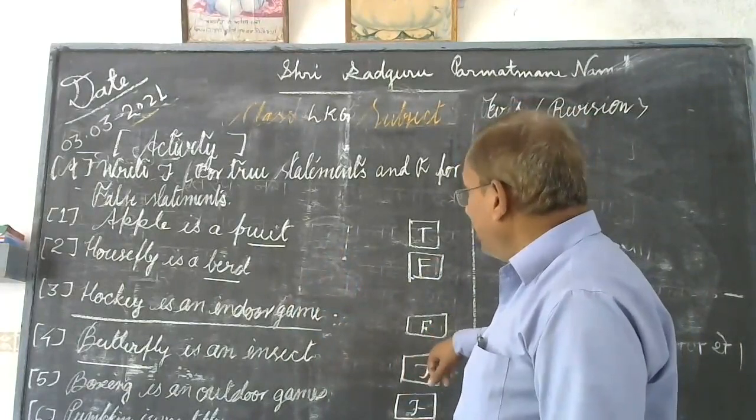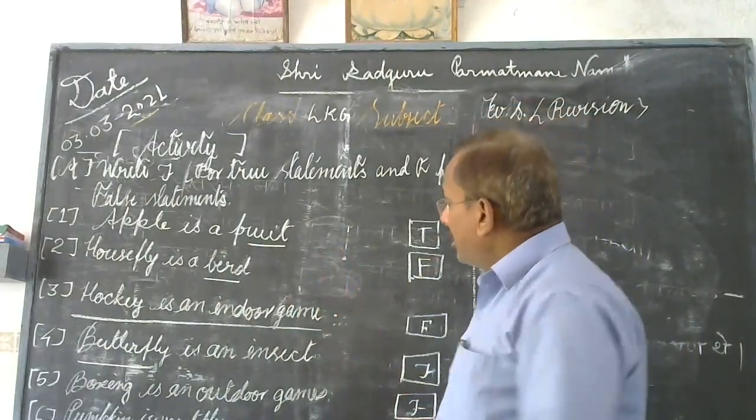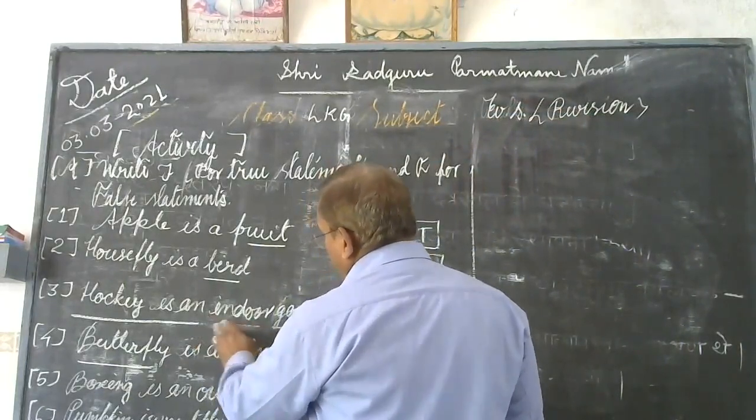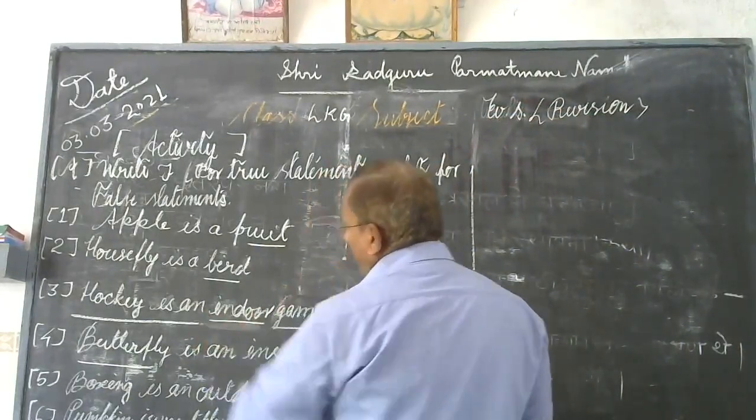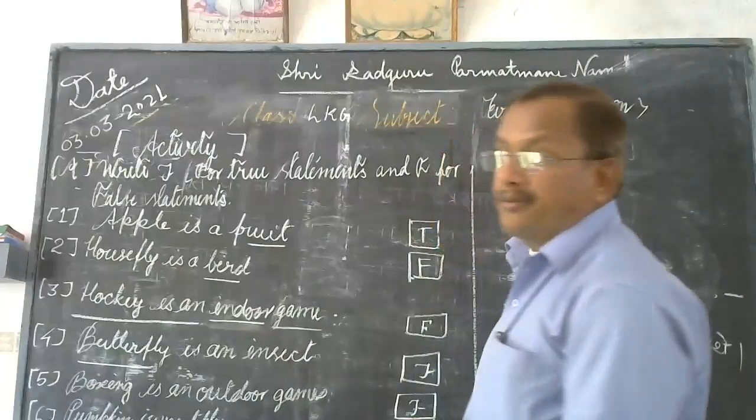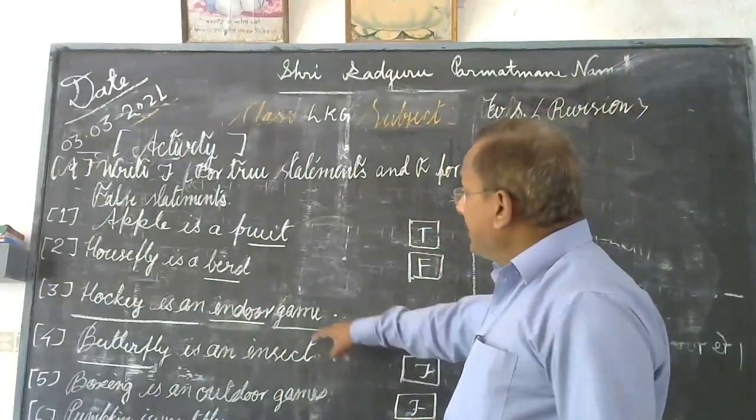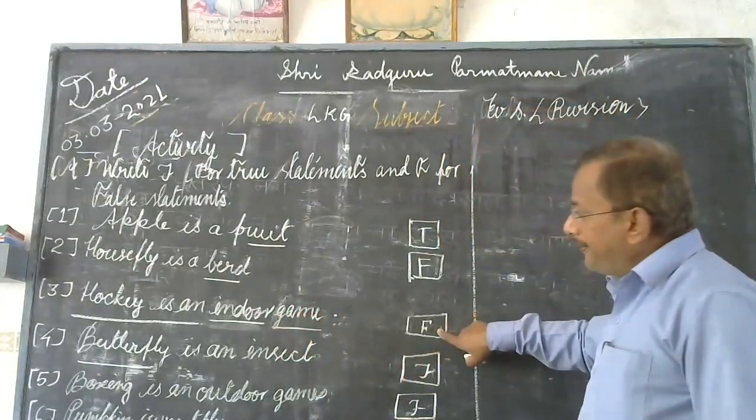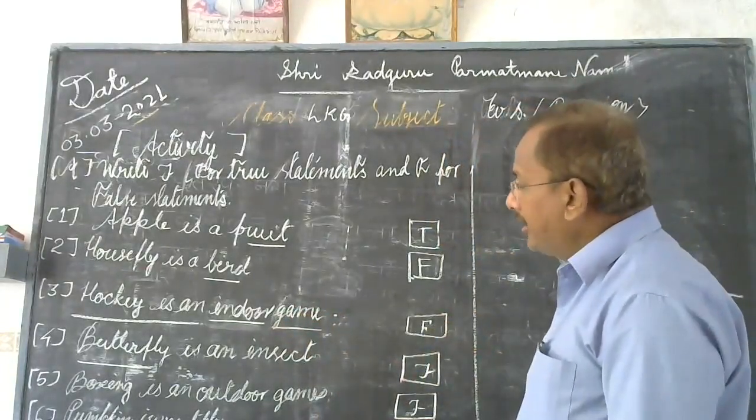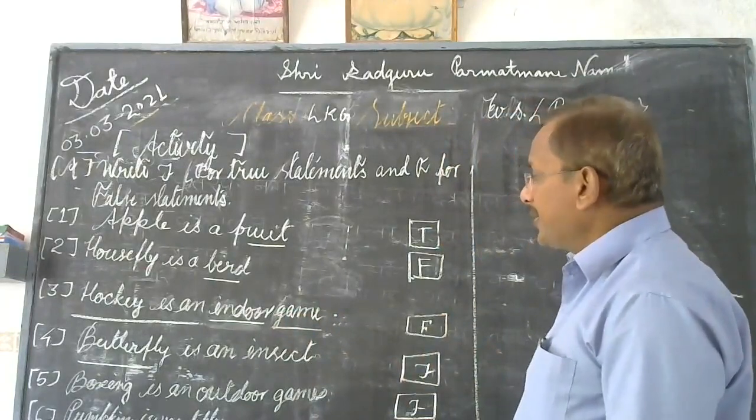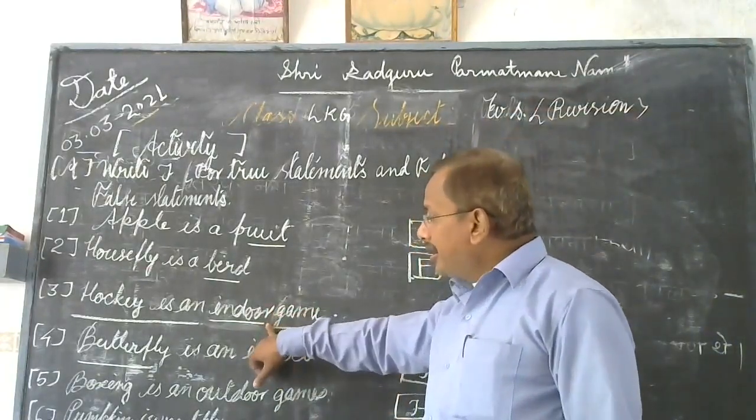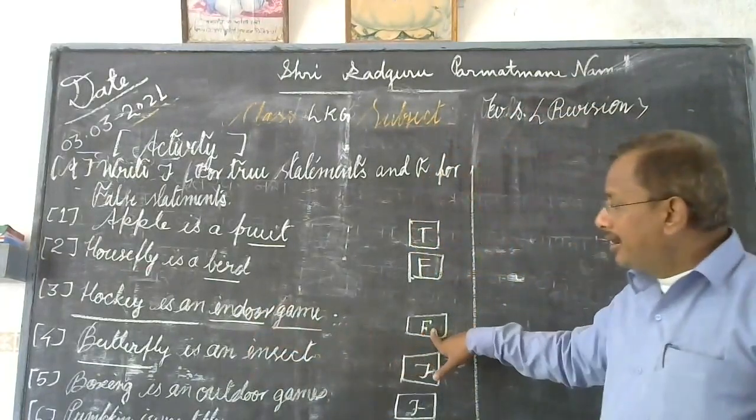Next, three: Hockey is an indoor game. Is it right? Wrong. It is not right but wrong. Why? Because we play hockey outdoors. So it is an outdoor game. Hockey is an outdoor game and indoor game is written here, so it is false. We will put F here.